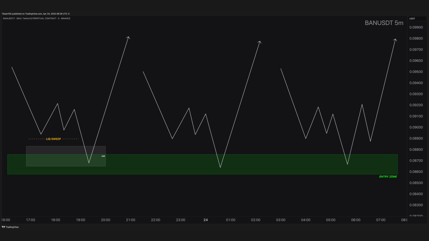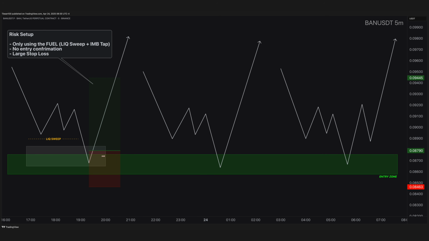You notice the inner liquidity sweep with imbalance tap. Now we know that this price is filled up here. I may jump to trade here with a very large stop loss or even build a yo-yo based cost averaging setup. Remember, this is the riskier way to trade because we have no confirmation at all here. A large stop loss or cost averaging is essential here.